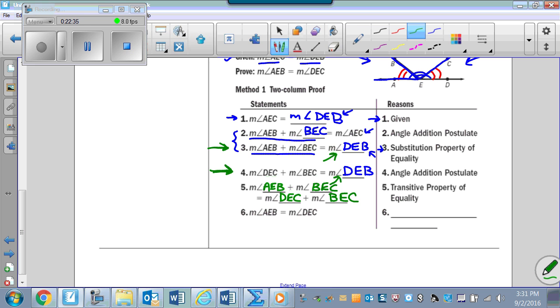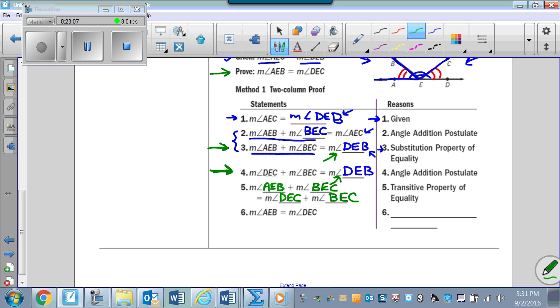And my last step is, look, exactly what I was trying to prove. But what you have to do is take just a moment and figure out how you get from step 5 to step 6. So I want you to pause right here and think really hard about all those properties of equality that you just learned, and figure out how you get from step 5 to step 6.